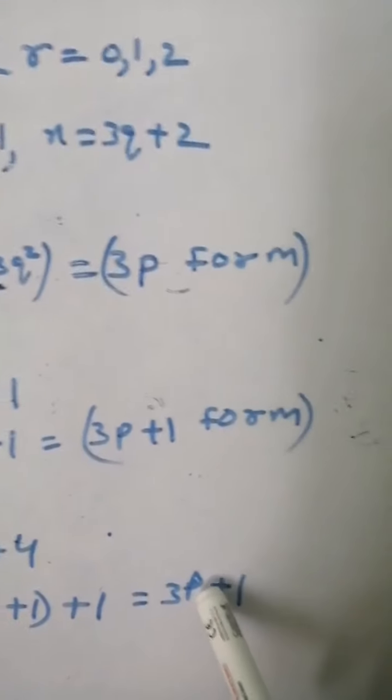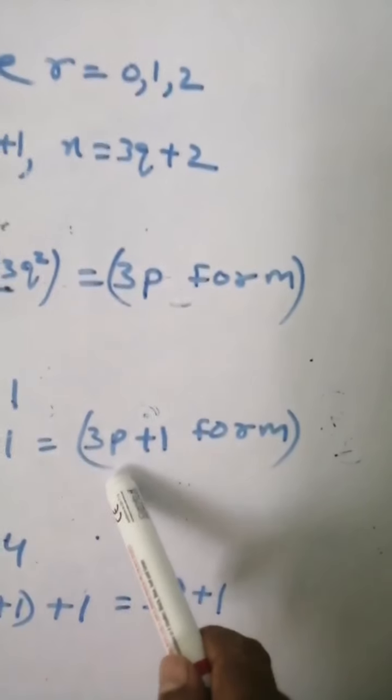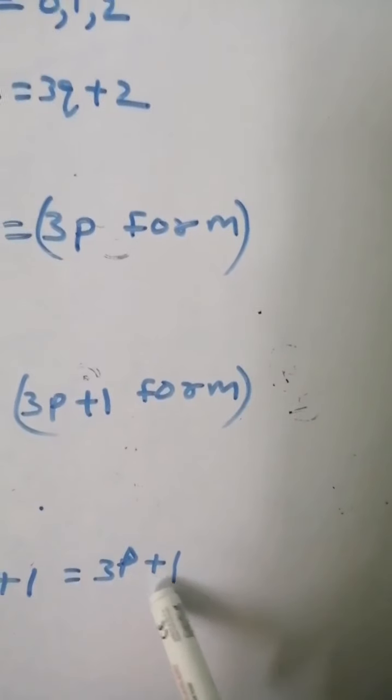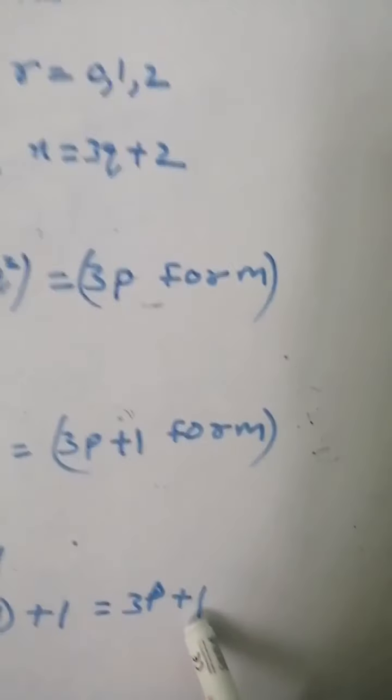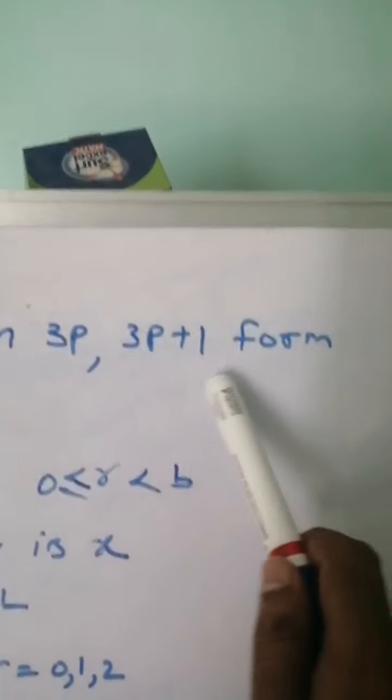So we are getting 3 cases. First case we got 3p form, second case we got 3p plus 1 form, and third case we are getting 3p plus 1 form. So we conclude that square of any positive integer can be expressed in the form of 3p or 3p plus 1.